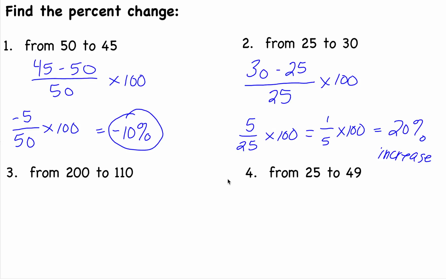I'm going to leave number 3 and 4 for you to try on your own. See if you can apply each of these to the formula. We're going from 200 to 110, so this is original, this is final. And then on number 4, from 25 to 49.